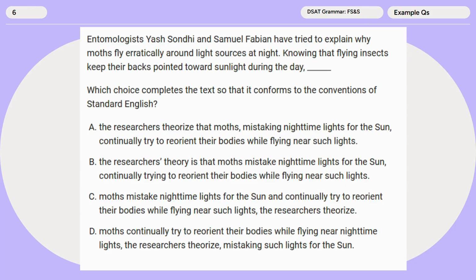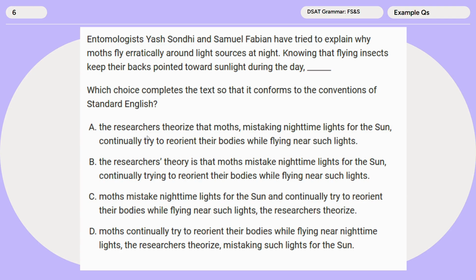Alrighty, in this next question, we see that entomologists Yash Sondi and Samuel Fabian have tried to explain why moths erratically fly around light sources at night, knowing that flying insects keep their backs pointed toward sunlight during the day, comma, and so now we have to fill in who is doing the knowing. We see that the sentence starts with "knowing that flying insects, blah, blah, blah."